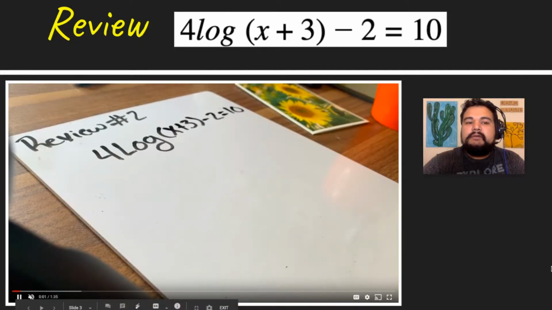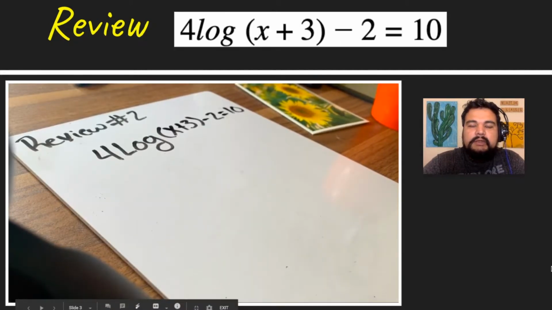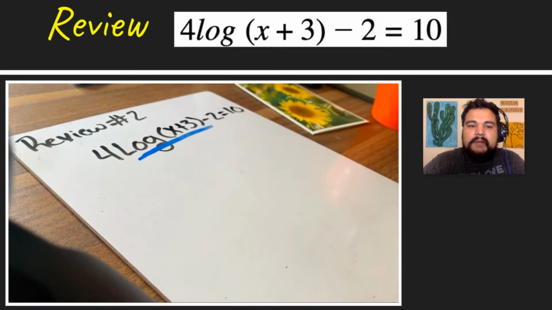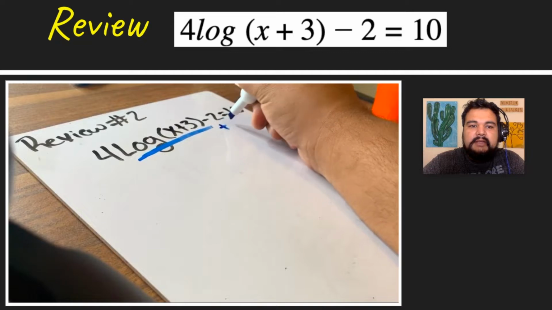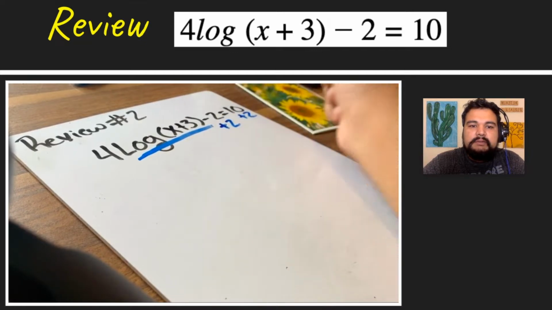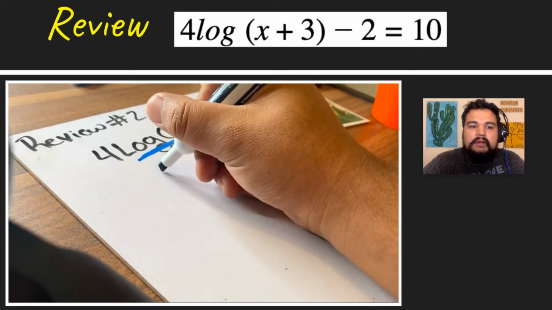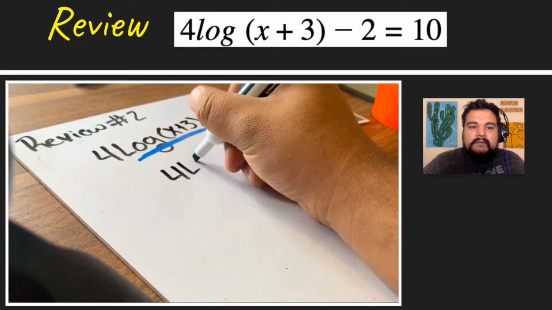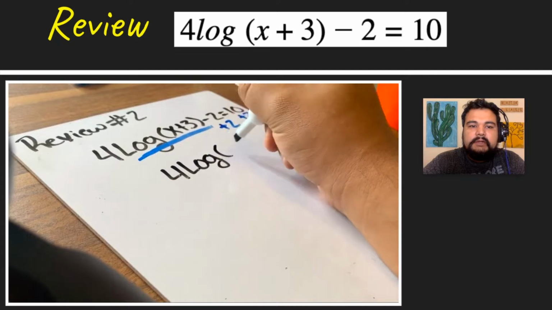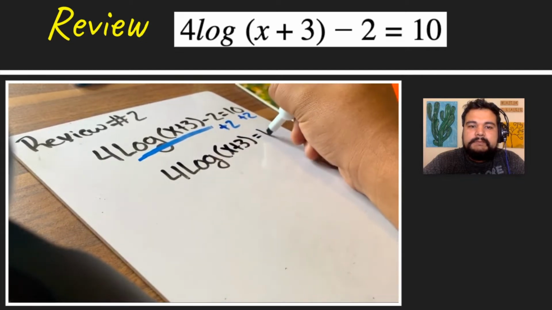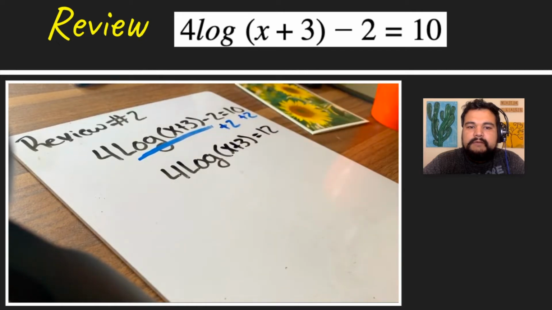Our second review example is when you have to isolate the log. So in this case, we need to move everything that is not inside the logs. For example, let's move the 2, and you're going to end up with 4 log x plus 3 equals to 12. 10 plus 2 is 12.